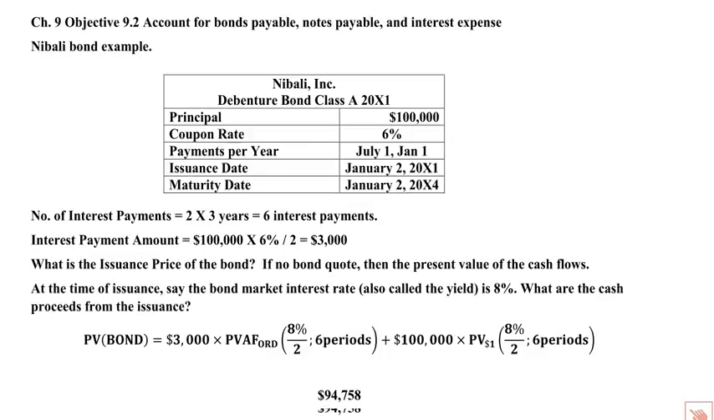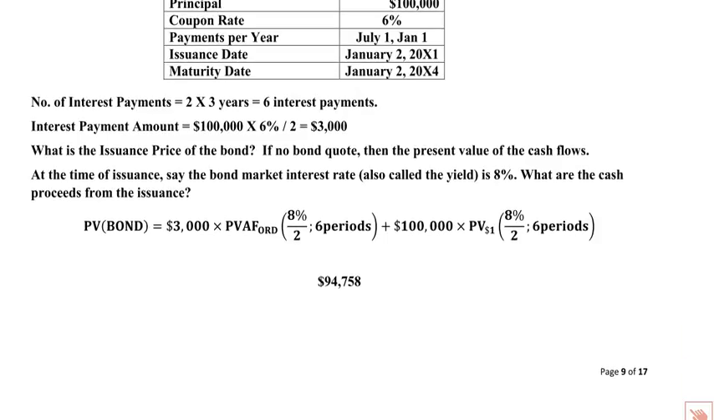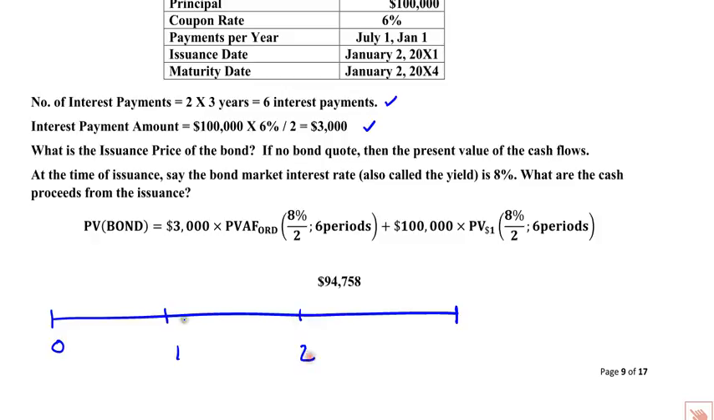So moving right along with this bond, what's an important thing to do is present value, because the present value will tell you how much the market is willing to pay for this bond. Okay, so the number of interest payments, we did this on the prior slide, 6 payments. Each payment is $3,000. I guess we can write out the timeline just to be clear about it. 0, 1, 2.